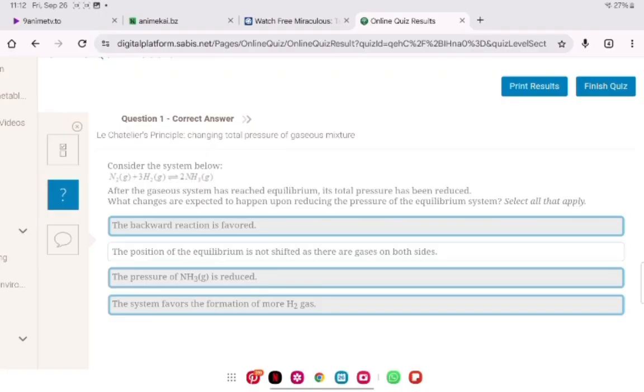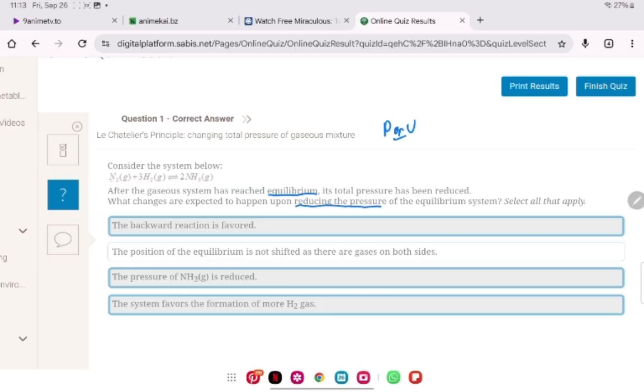Okay, so the first question says after the gaseous system has reached equilibrium, the total pressure has been reduced. They're asking what is expected to happen when you reduce the pressure. Whenever it's pressure and volume, you count the moles and move to the side with more moles if you're trying to reduce the pressure. If you're trying to increase the pressure, you move to the side with fewer moles. Since they said they're going to reduce the pressure, we move to the side with more moles.